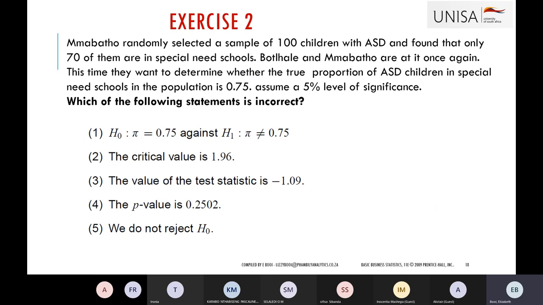Try and answer exercise 2. Find the incorrect answer.